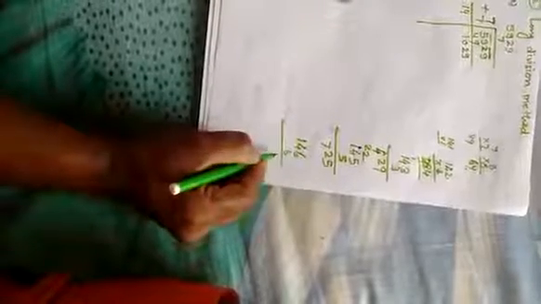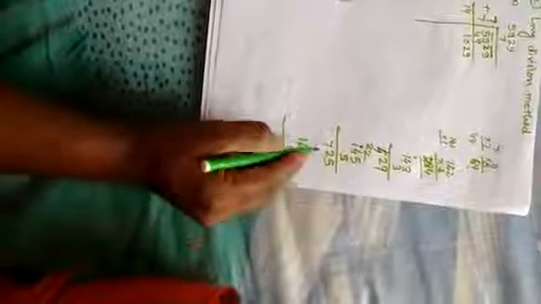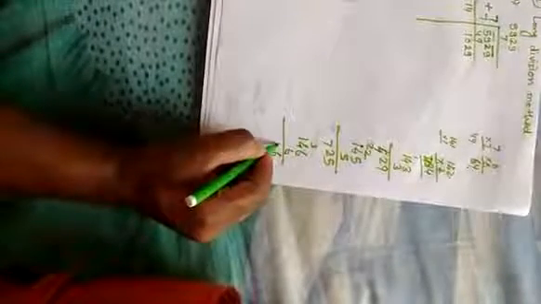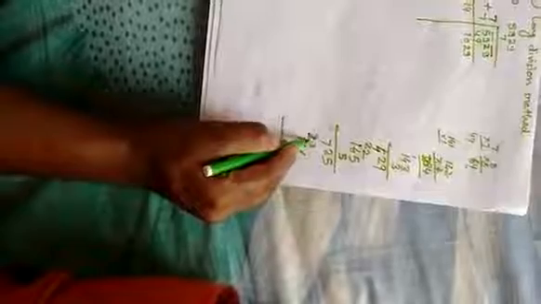6 6s are 36, carry 3. 6 4s are 24, 24 and 3, 27, carry 2. 6 1s are 6 and 2, 8. Again it is less. So now we will take 147 into 7.